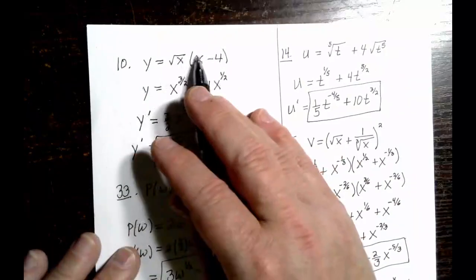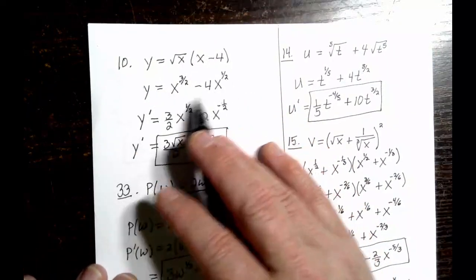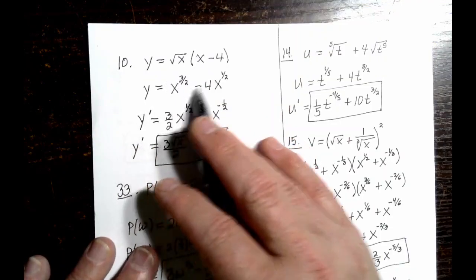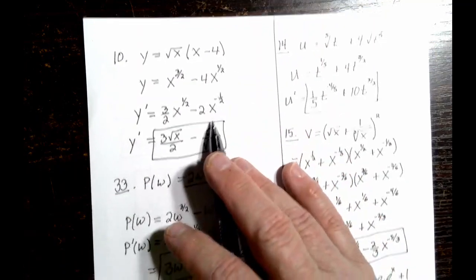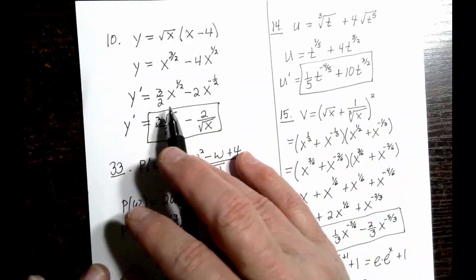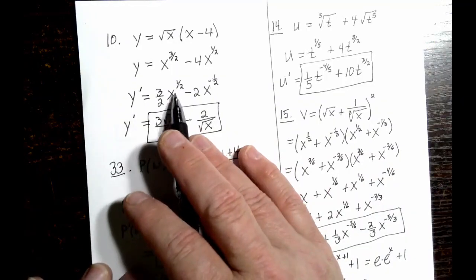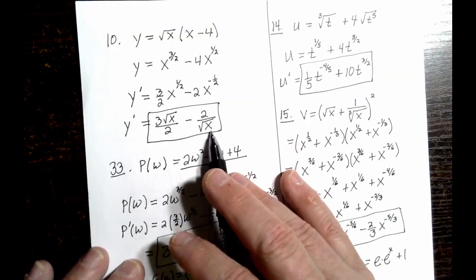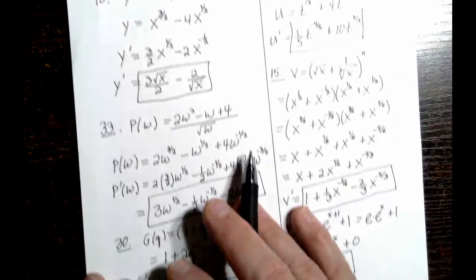Okay, and this one you expand this out and combine like terms, so combine your x to the 1/2 with your x to give you 3/2, and this one gives you 1/2 for your exponents. And then you're able to take the derivative and you get 1/2, which is square root of x, and here you get negative 1/2, which is square root of x in the denominator.